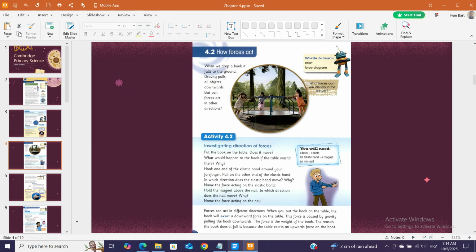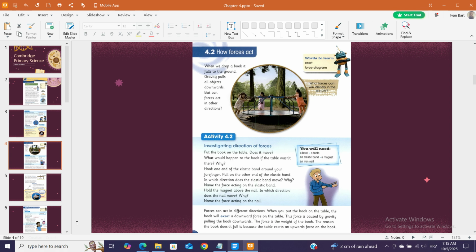Activity 4.2. Investigating direction of forces. Put the book on the table. Does it move? What would happen to the book if the table wasn't there? Why? Hook one end of the elastic band around your forefinger. Pull on the other end of the elastic band. In which direction does the elastic band move? Why? Name the force acting on the elastic band. Hold the magnet above the nail. In which direction does the nail move? Why? Name the force acting on the nail. You will need a book, a table, an elastic band, a magnet, an iron nail.